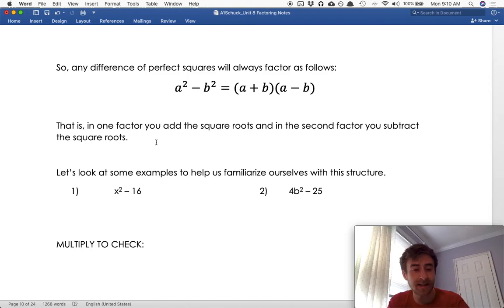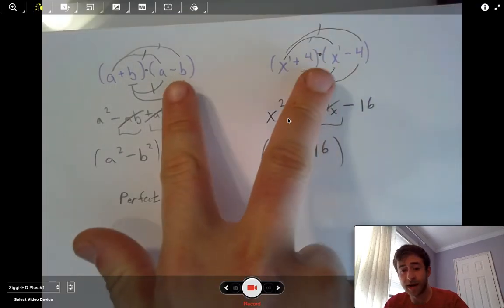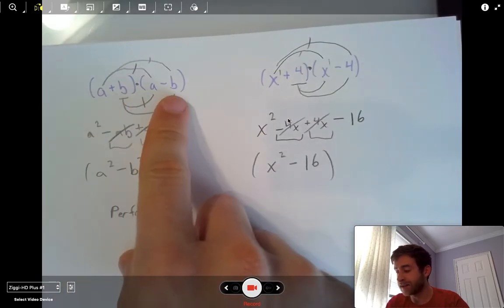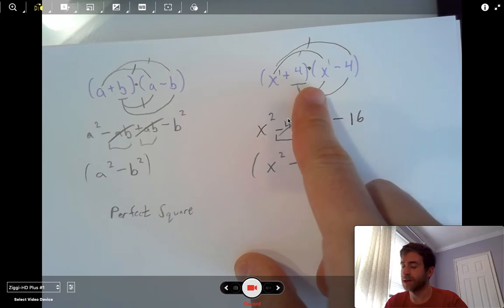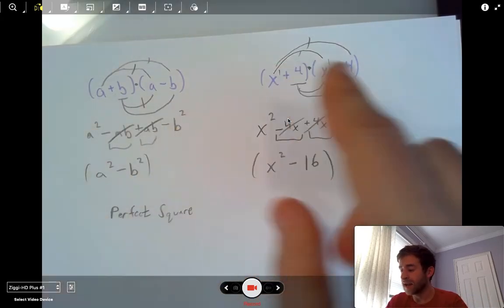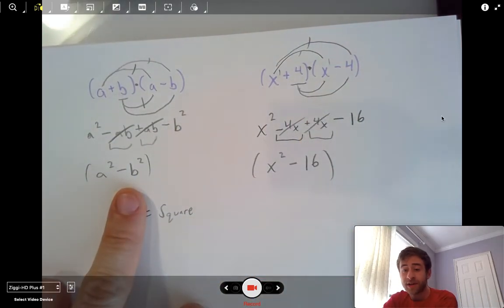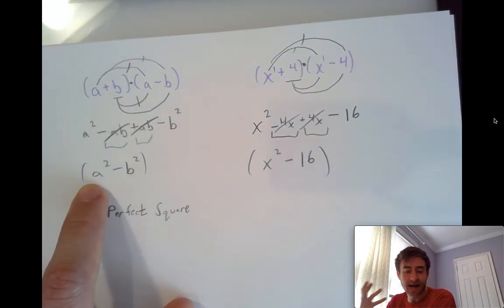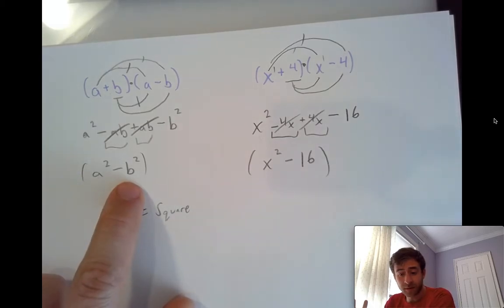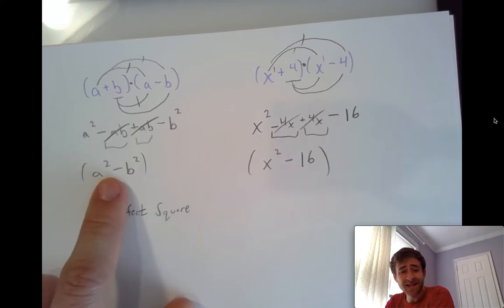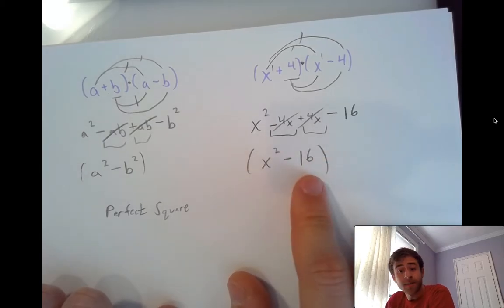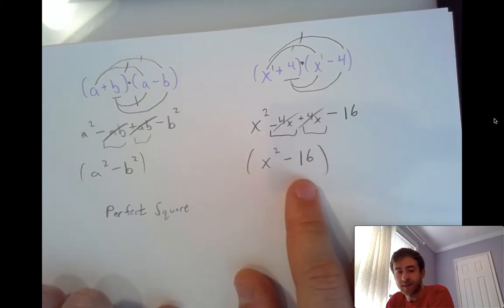We saw in the examples, when I multiply things like a plus b, a minus b, or x plus 4, x minus 4, I'm always going to end up with a difference of perfect squares, right? A is a perfect square because a times a gets a squared. B is a perfect square because b times b gets b squared. And it's a difference because I'm subtracting. Same thing here. X times x makes x squared. 4 times 4 makes 16, which is what makes 16 a perfect square.